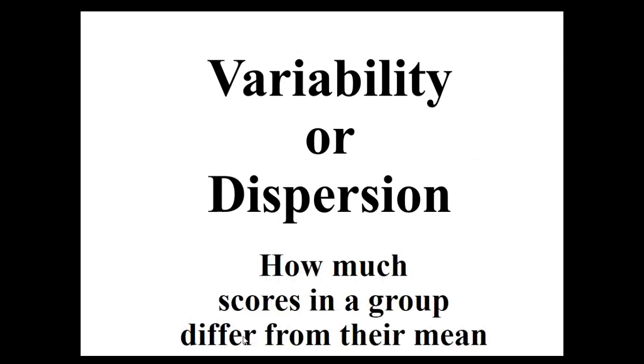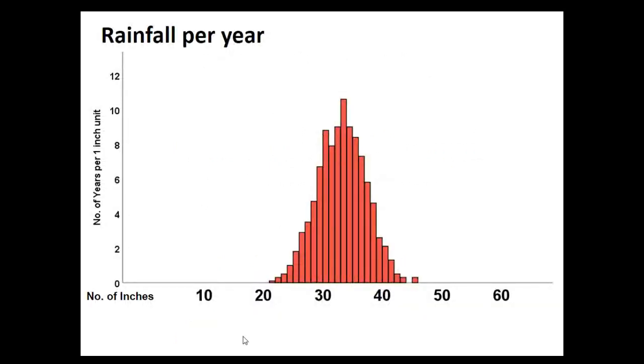Okay, so today we're going to talk about several new topics. And the first topic we're going to talk about is variability or dispersion. These two words mean pretty much the same thing. Variability or dispersion is the amount that scores in a group differ from their mean. Now, let me explain this.